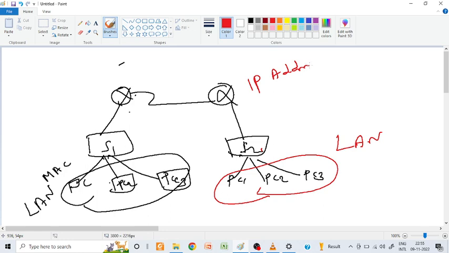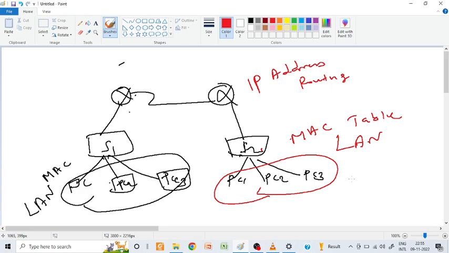That is what we call IP routing, an IP address based routing table. And the switch always talks to the nodes in the form of a MAC table. Okay.